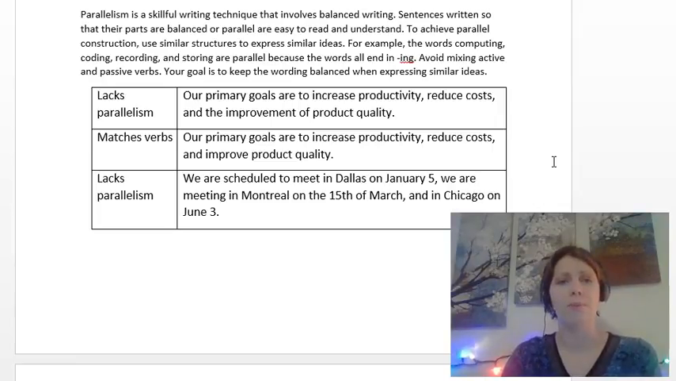Okay, so something that lacks parallelism. Our primary goals are to increase productivity, reduce costs, and the improvement of product quality. How about our primary goals are to increase productivity, reduce costs, and improve product quality. Boom, boom, boom, like a list. No mixing.